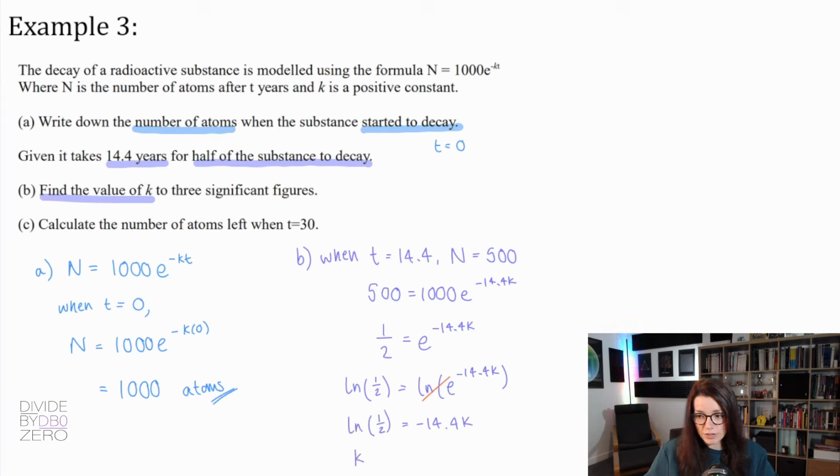You can then rearrange for k by dividing through by minus 14.4, and that's 0.048135, roughly, 0.0481 to 3 significant figures.